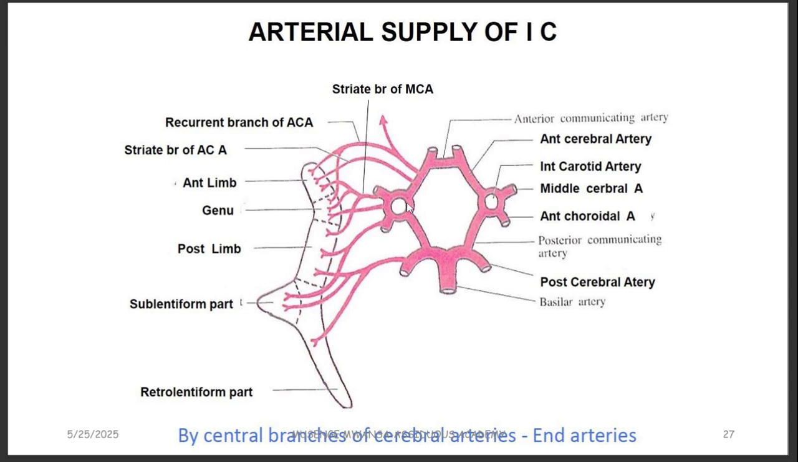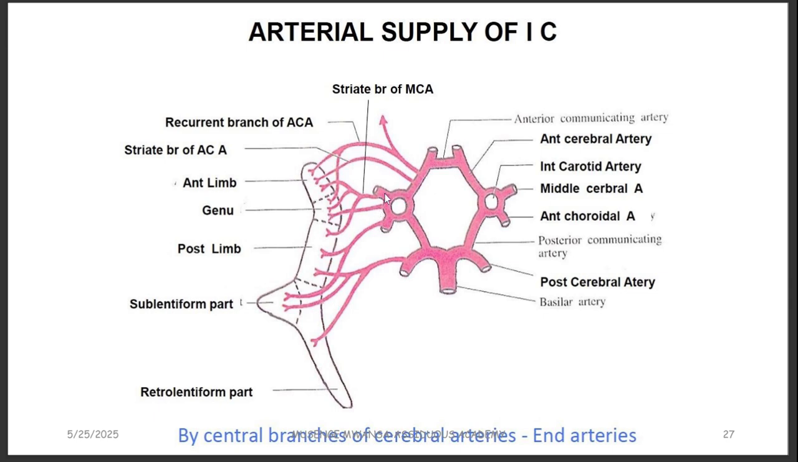This is the internal capsule. Sorry, this is the internal carotid, which is making a siphon. Can you see posteriorly it gives the anterior choroidal. The anterior choroidal supplies two parts: the sublentiform part and the posterior limb. And then there's an artery that comes direct from the internal carotid. So a direct branch supplies the genu. Okay, a direct branch from the internal carotid supplies the genu.